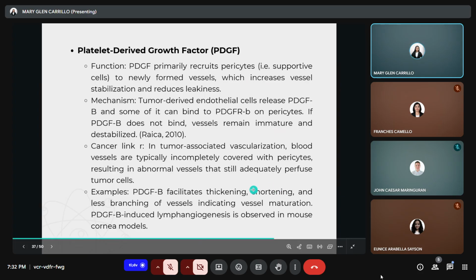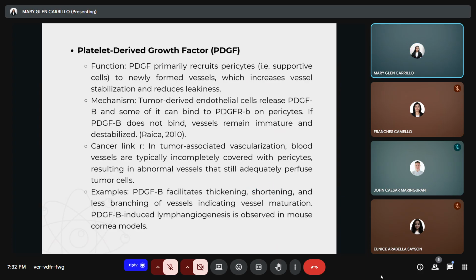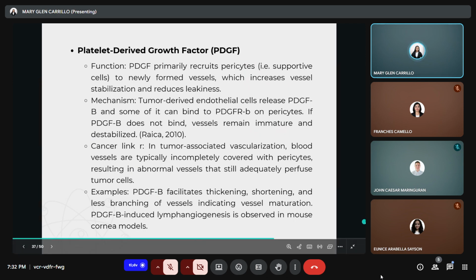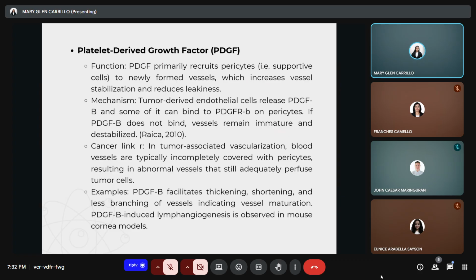So in terms of cancer, tumor blood vessels are usually incompletely covered with pericytes, which makes the blood vessels abnormal in structure. Despite this, the blood vessels are still functional enough to deliver oxygen and nutrients to the tumor, helping it survive and grow. So in simple terms, PDGF is like the builder that adds support beams to the blood vessels. When this process is faulty in tumors, the vessels are oddly shaped but still manage to feed the tumor, contributing to cancer progression.